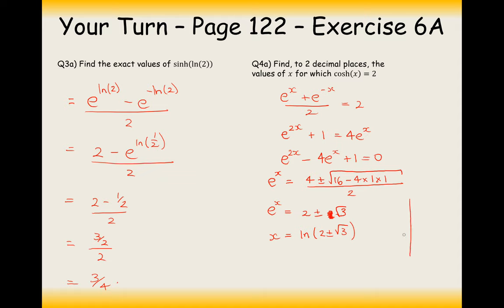Now, if you remember the cosh graph, we've got some more bits to do here. This is the answer. This is absolutely fine because we should have two answers, one that is a negative number, one that is a positive number. If you were to work both of these out, you should get one positive, one negative. So if you do ln of 2 plus root 3, you're going to get 1.32. And if you do ln of 2 minus root 3, you're going to get the same, but the negative version. Try it out on the calculator.